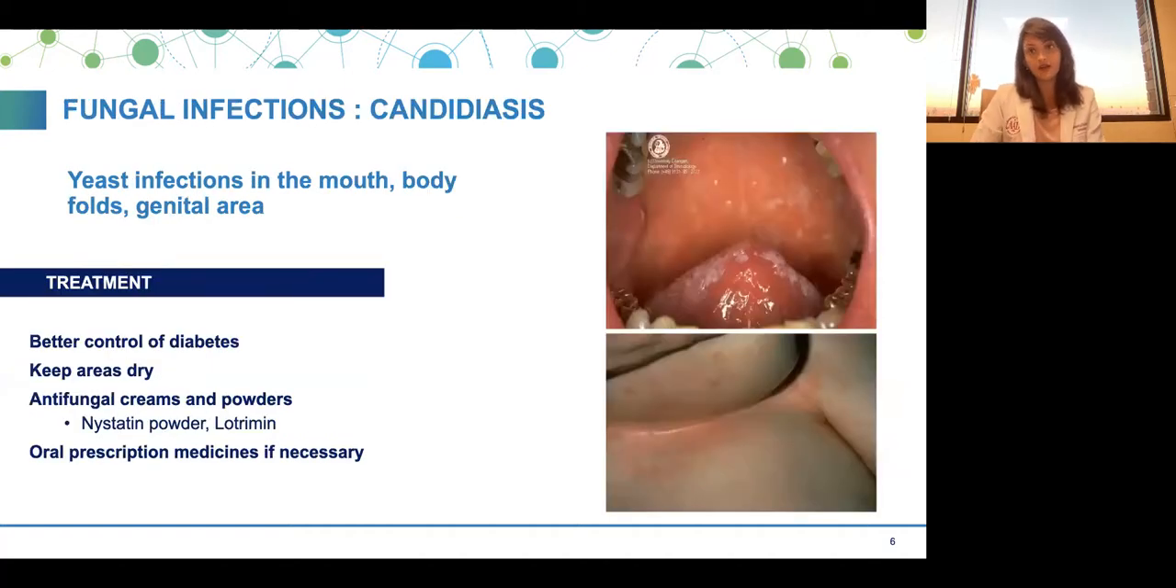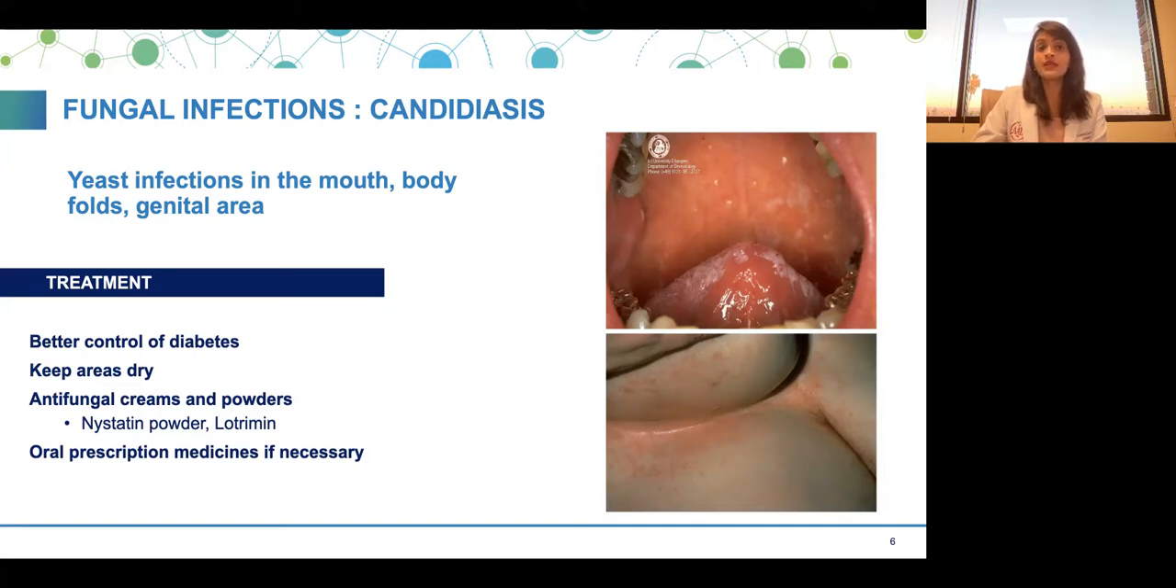Next, I want to talk about fungal infections, which are actually quite common among diabetics. So the first one is candidiasis, or yeast infection in the mouth, body fold, or even the private areas. So they look like a white layer inside your mouth, on your tongue, or in your body fold below the breast. You might have this really reddish, almost macerated appearing patch.